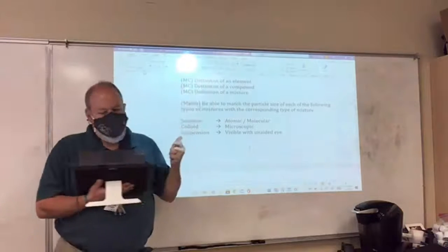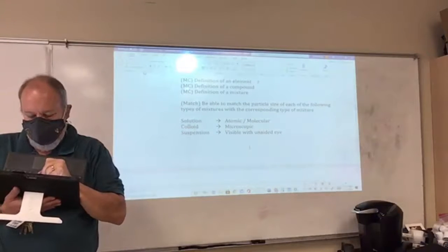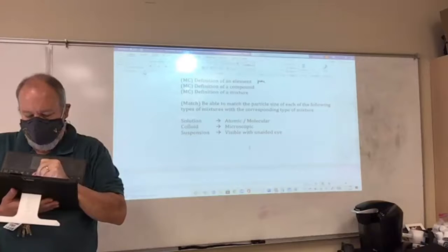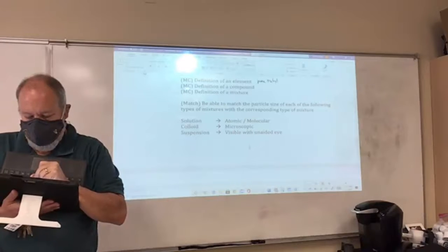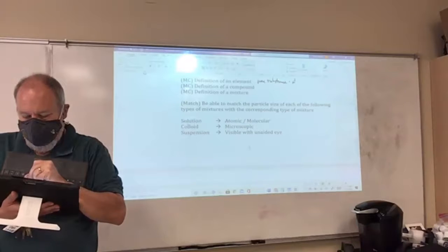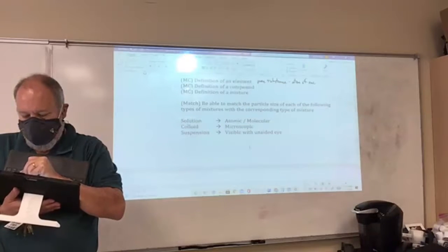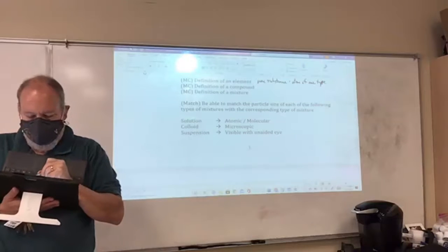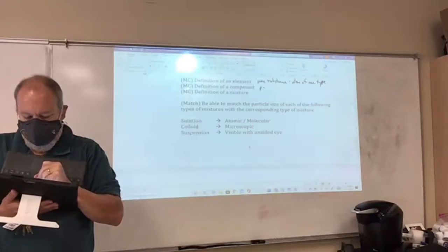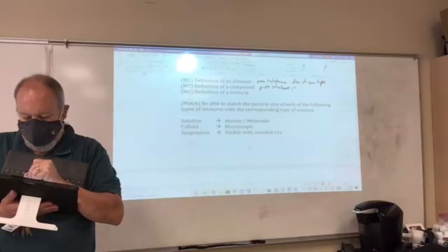So definition of an element, definition of a compound, definition of a mixture, be able to recognize those. Those will be multiple choice questions. An element is a pure substance, atom of one type. Pure substance, atom of one type. A compound is a pure substance, atoms of more than one type.